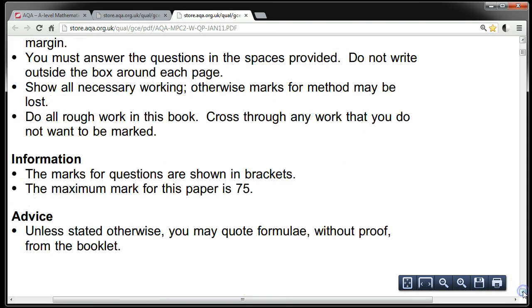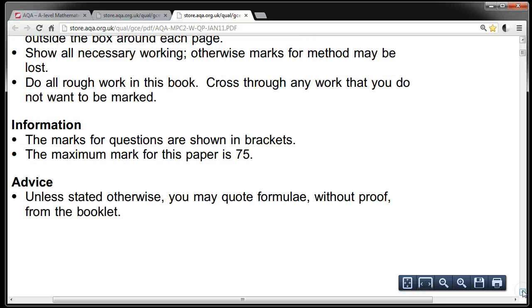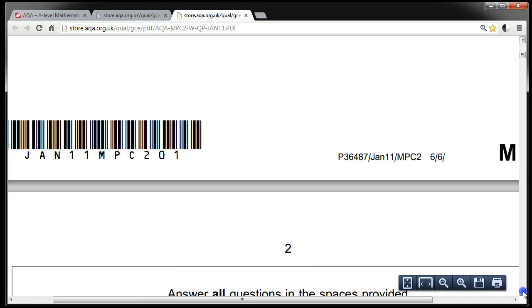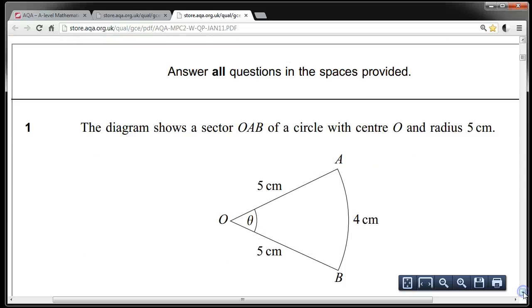Okay, so there's the instructions. Maximum mark for the paper is 75, and the marks are shown in brackets. You can quote formula without proof from the booklet. So that's the overview, just a little bit of a bump there at the beginning.